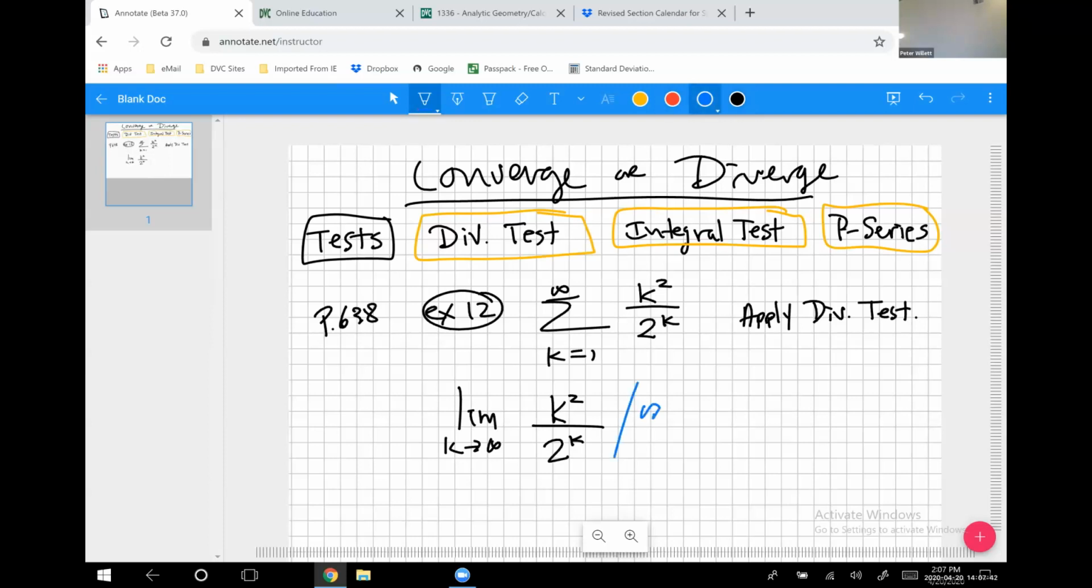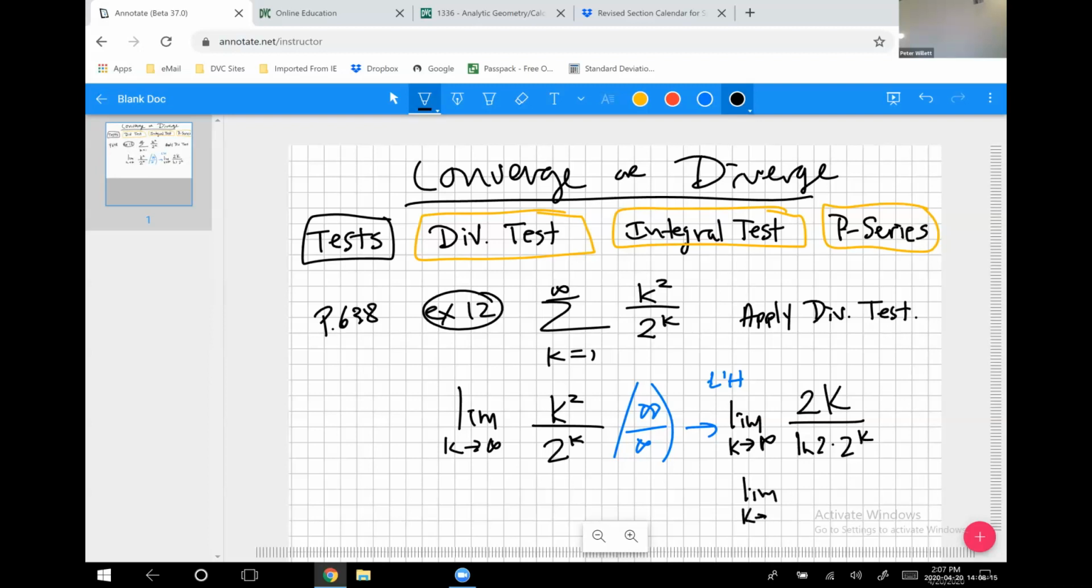So this is of the form infinity over infinity. So therefore, we can use L'Hopital's rule. L'Hopital, French guy. So that means we can differentiate the top and the bottom, and then we would be evaluating the limit as k goes to infinity of 2k, which is the derivative of the top, and ln of 2 times 2 to the k, which is the derivative of the bottom.